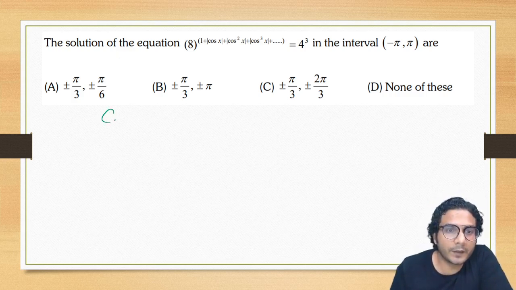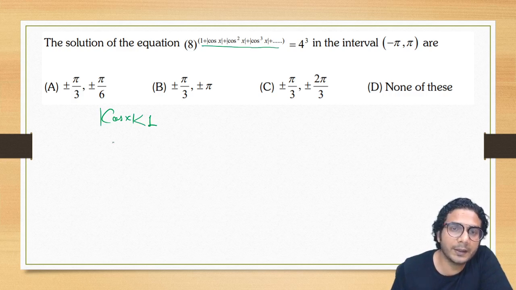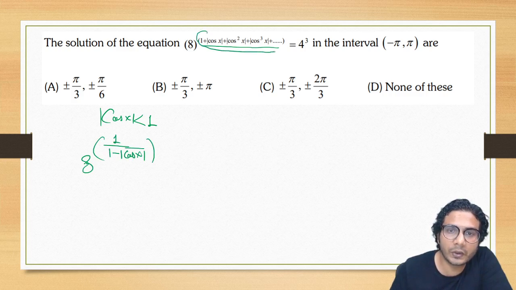Okay, so mod of cos x is nothing but less than 1. Why am I writing this? Because this is the common ratio of the GP written here, right? So the sum of this GP is 1 upon 1 minus mod of cos x, all right? Can you see this GP? So let's write this sum of infinite GP, and we can write it because mod of cos x is less than 1. So this is given equal to 4 cube.